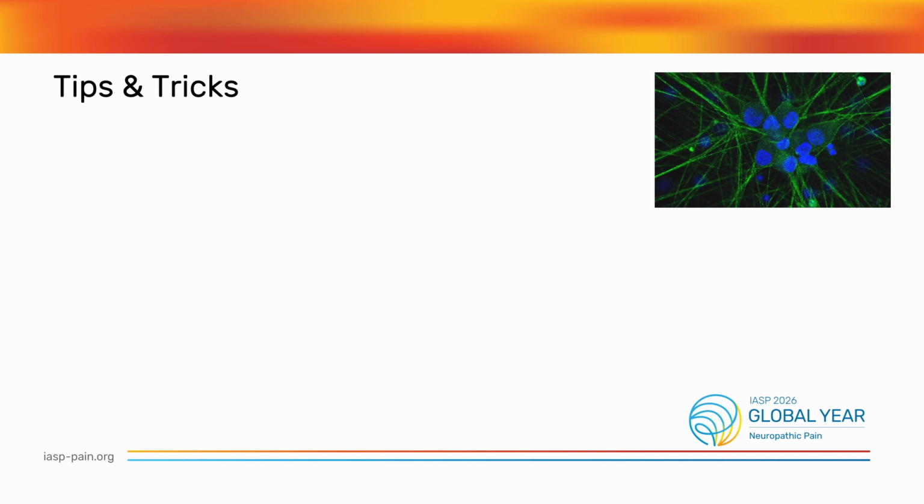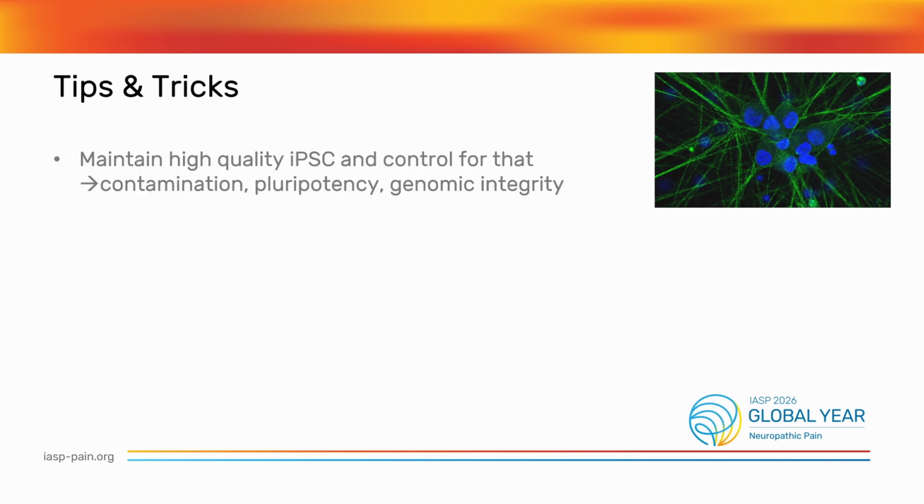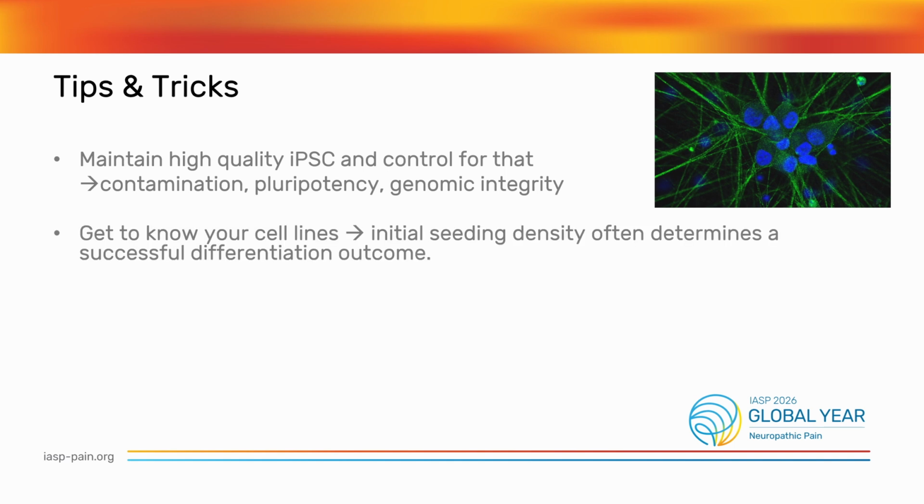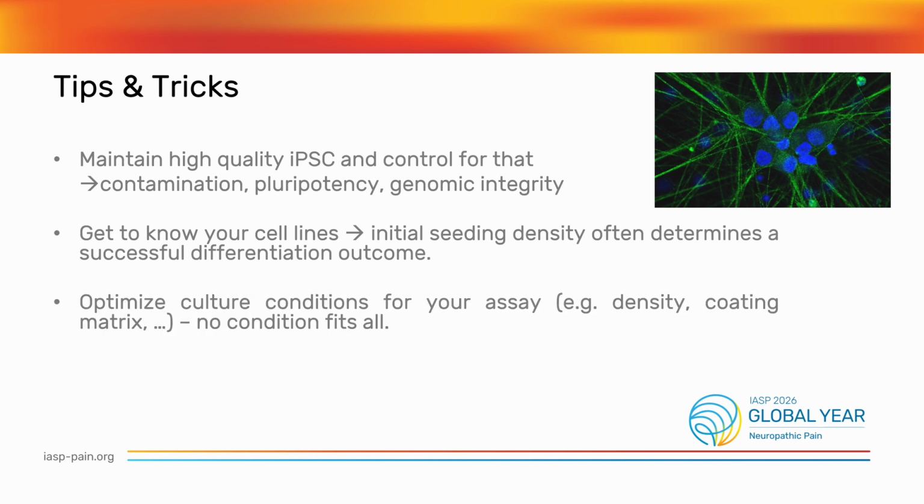First, always maintain high-quality iPSC lines and regularly check for contamination, pluripotency marker expression, and genomic integrity. Second, get to know your cell lines. In particular, how they respond to different initial seeding densities, since this often determines whether differentiation will succeed. Third, optimize culture conditions for your specific assay, including cell density and coating matrix. There is no single set of conditions that works best for all readouts.